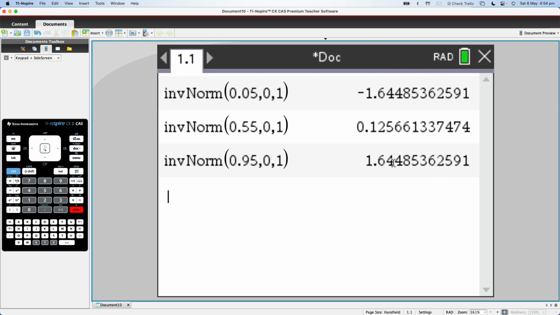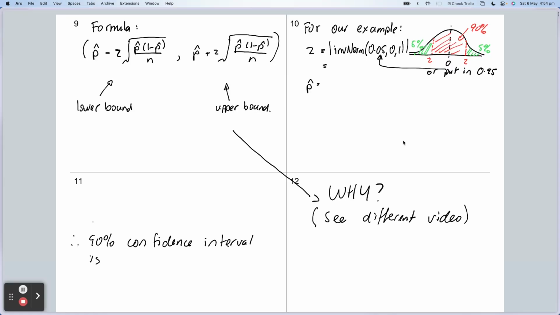So I'm going to write 1.6449 down. Should do it to 4 decimal places, but we're going to be using that full value as we go along. So 1.6449 is our Z value. And now that we've got our Z value, we can put it all together. The p-hat value we already knew, it's 0.36. And the n value we already knew, it's 200. Okay, so we've got all three parts. So now we can work out this interval.